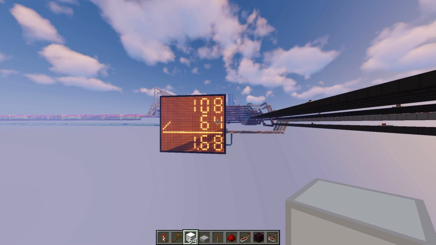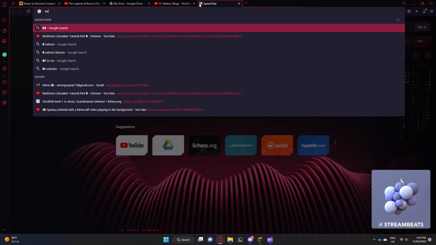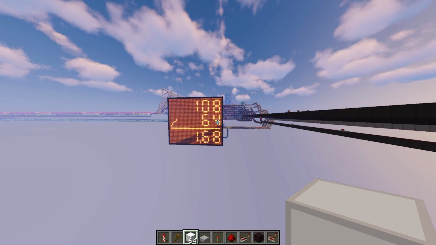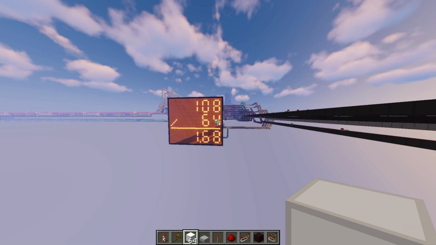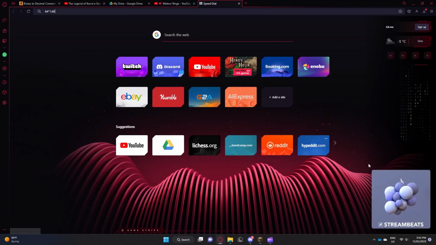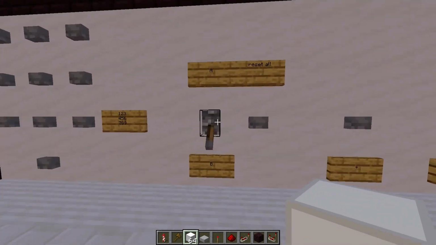Right, so currently, what's the answer going to be? It's 1.68. 64 times 1.68 is 107.52. So here you are, ladies and gentlemen. That is actually really close to the answer.